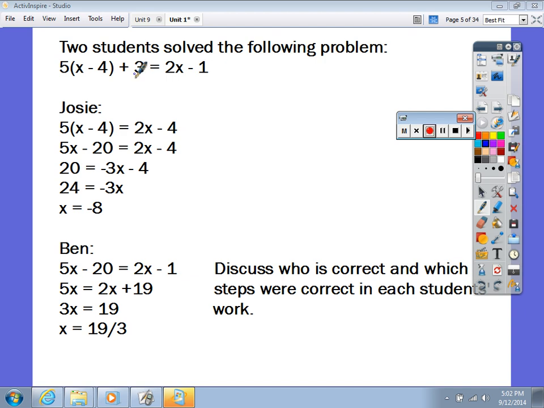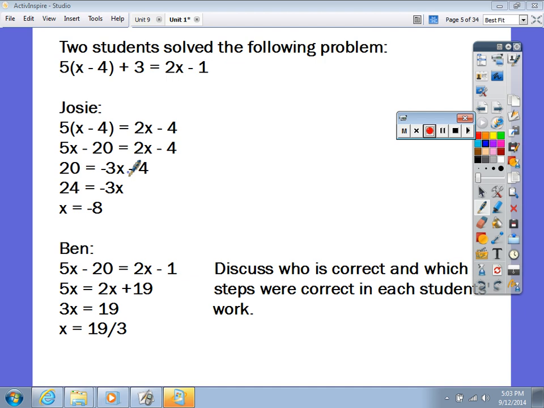Josie must have moved over the 3 first. Do y'all see that? Because she somehow in her first step gets the negative 4 right here. So that means she subtracted 3. So that was good. Josie did that correctly. Okay? Then Josie looks like she distributed. That was right. Then it looks like Josie moved over her negative 5x, and she got negative 3x minus 4.